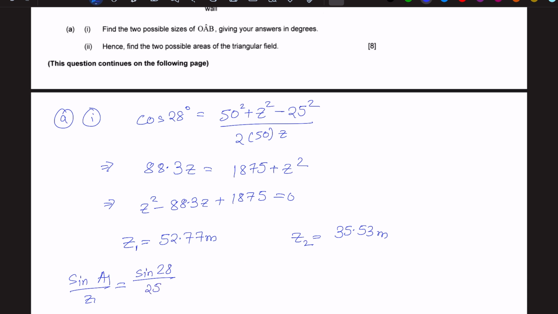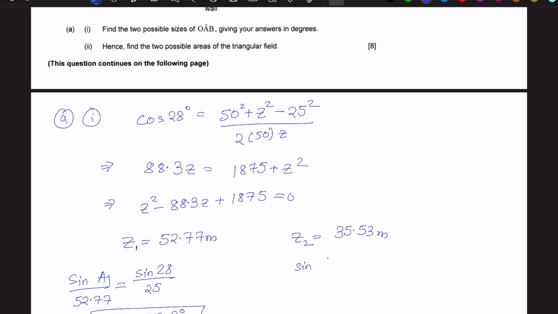So sin A by a equals sin B by b equals sin C by c. That's the sine formula. I'm using it here. So for Z1, I can plug it in directly and solve. So it will be 52.77. So here if I solve it, the value of A1 would be 82.3 degrees. I have to use a calculator.